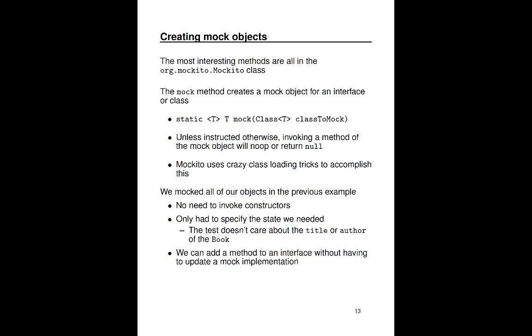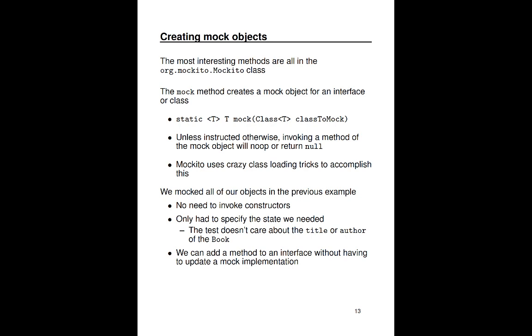The primary class that you interact with in the Mockito API is the Mockito class in the org.mockito package. In the examples here, we've used the static import in Java so that we can just call a method like when or mock without having to prefix it with Mockito.when or Mockito.mock. The mock method creates one of these mock objects for some interface or some class. And it takes an instance of the class, the Book.class object, as the class to mock.